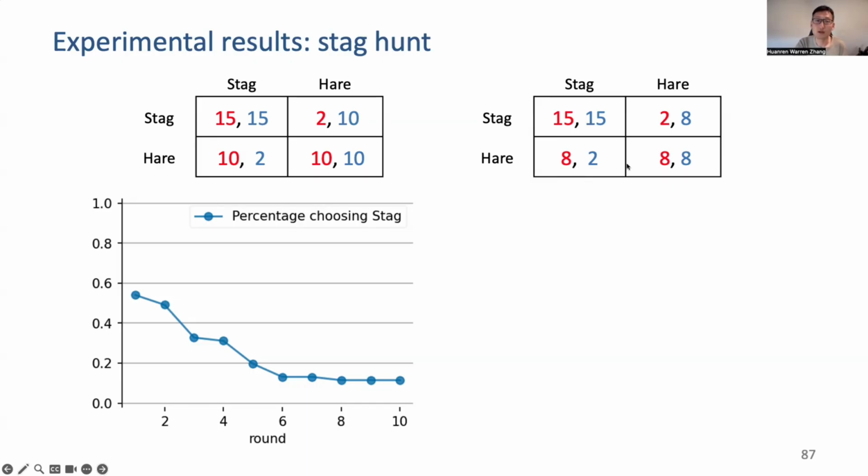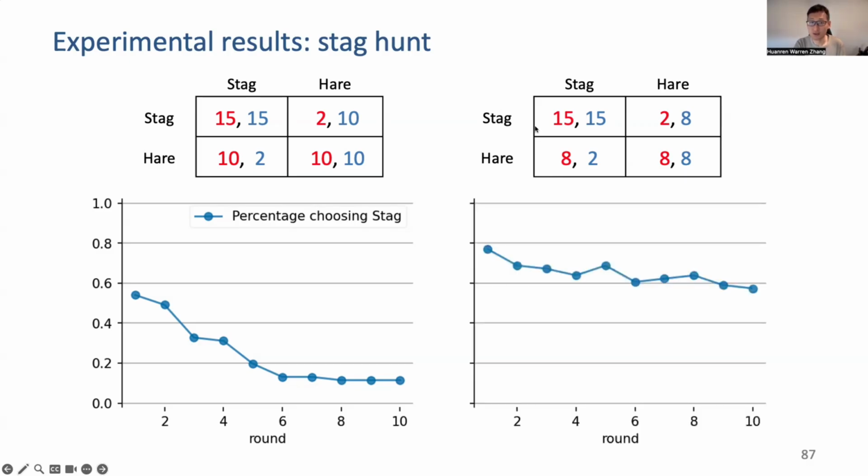So in this case, we see stag is more attractive. Now let's look at the result. You see a small change in the payoff structure actually significantly increases the average level of choosing stag.